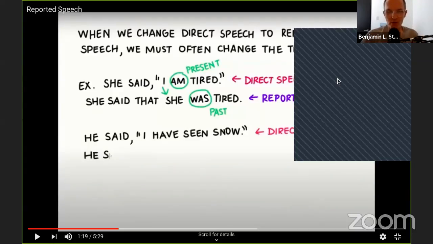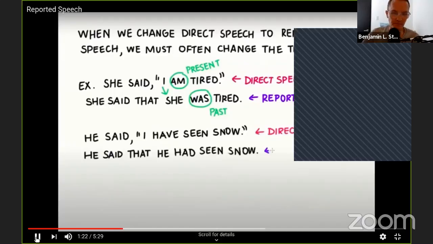All right, so notice two things are going on here in this example. We changed the pronoun from I to he because now we're talking about third person. One person is speaking about someone else. And we changed the present perfect tense to the past perfect tense. In reported speech, we say, he said that he had seen snow.